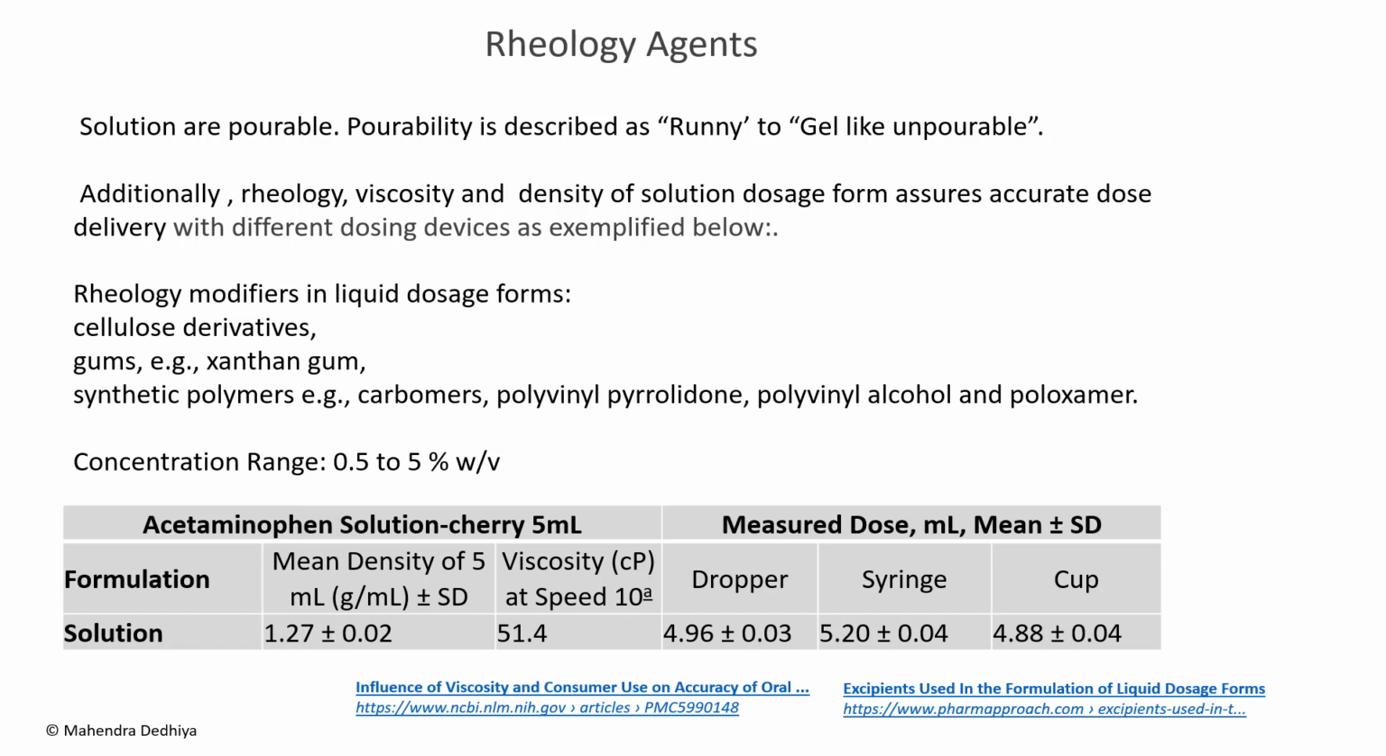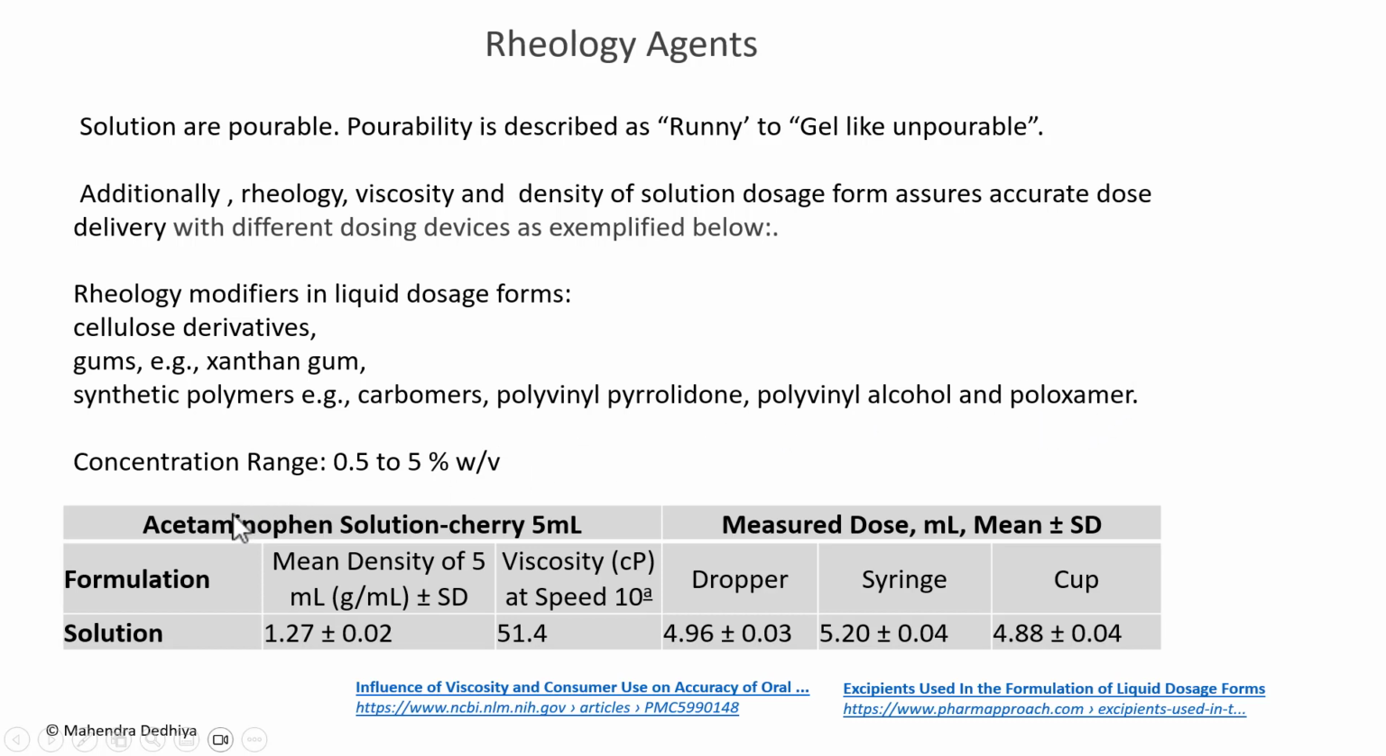Rheological modifiers in liquid dosage forms are cellulosic derivatives, gums, for example xanthan gum, and several synthetic polymers, carbomers, PVP, PVA, and poloxamer are some of the examples.